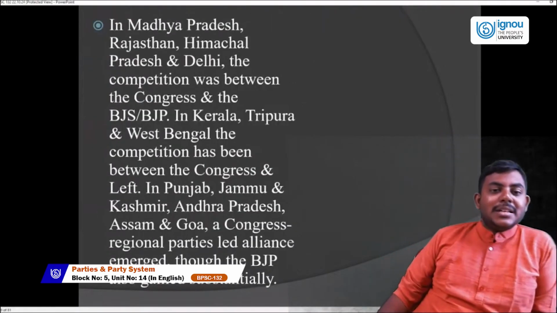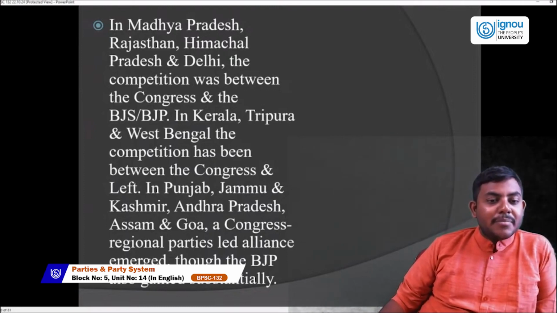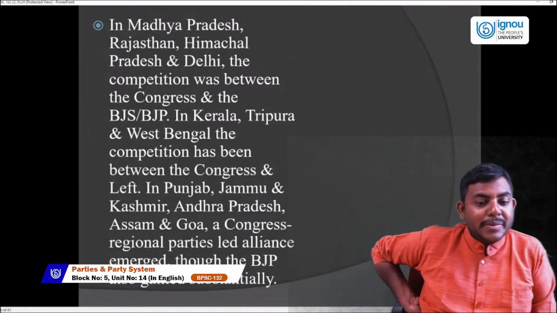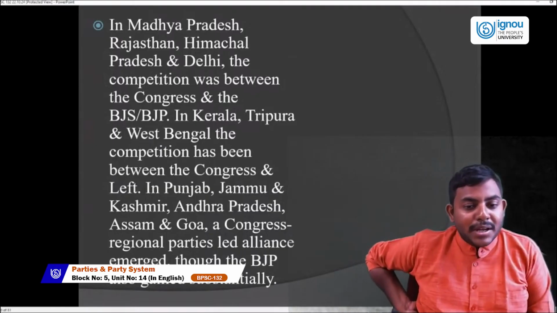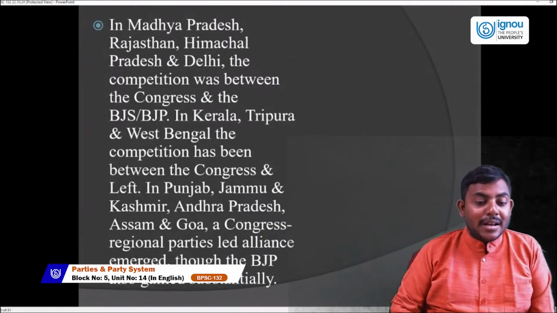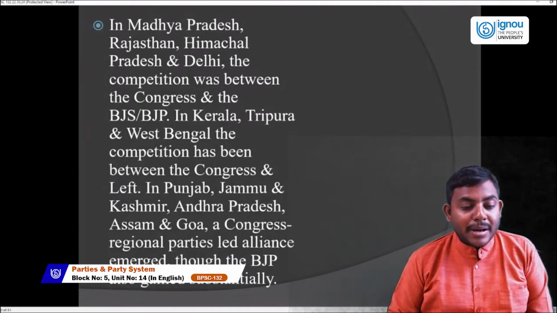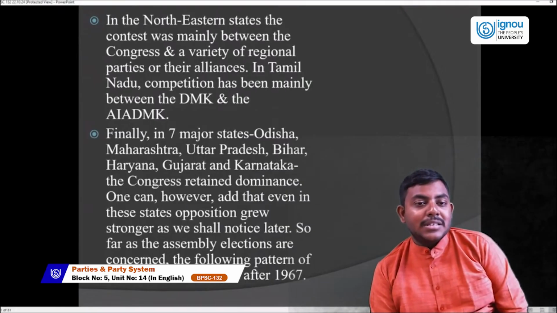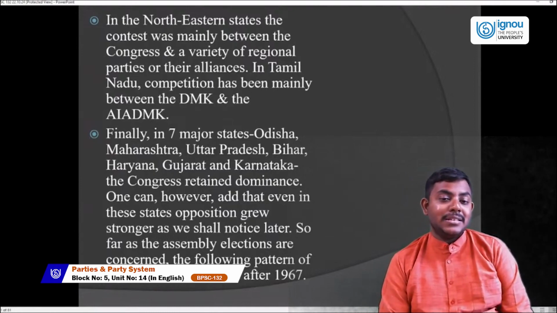In Madhya Pradesh, Rajasthan, Himachal Pradesh and Delhi, the competition was between Congress and Bharatiya Jana Sangh or Bharatiya Janata Party. In Kerala, Tripura and West Bengal, the competition has been between Congress and the Left Front. In Punjab, Jammu, Kashmir, Andhra Pradesh, Assam and Goa, the Congress-led regional parties-led alliance emerged, though the Bharatiya Janata Party also gained substantially. In the northeastern states, the contest was mainly between Congress and a variety of regional parties or their alliances.